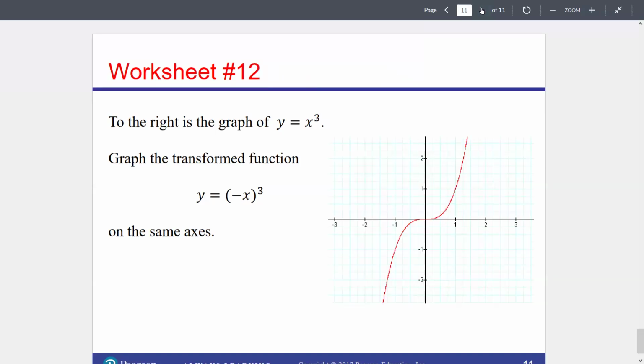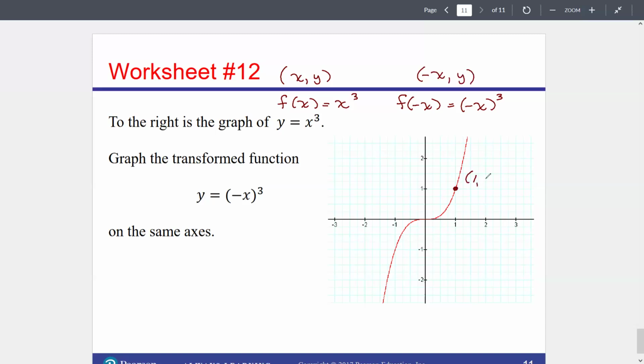All right, so for the next one, now you see the negatives on the inside. So if this was f of x equals x cubed, then when it's on the inside, we know that's the same as saying f of negative x, and that'd be negative x cubed. So in this case, it's x's that are getting the negative. It's your x coordinates that are changing sign.